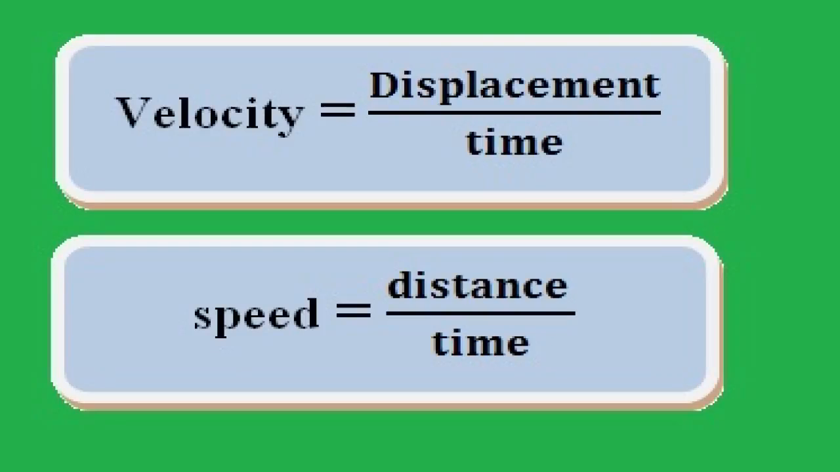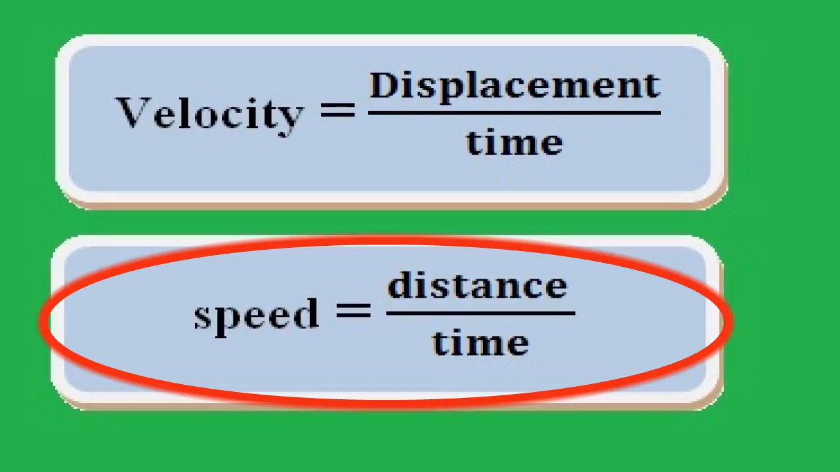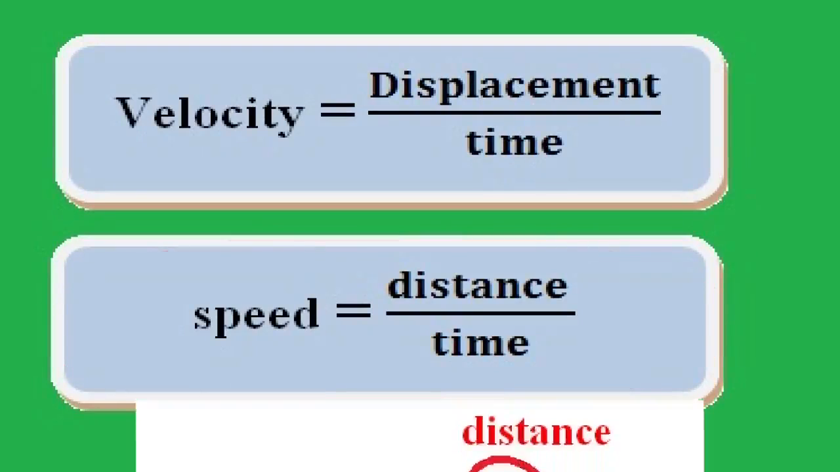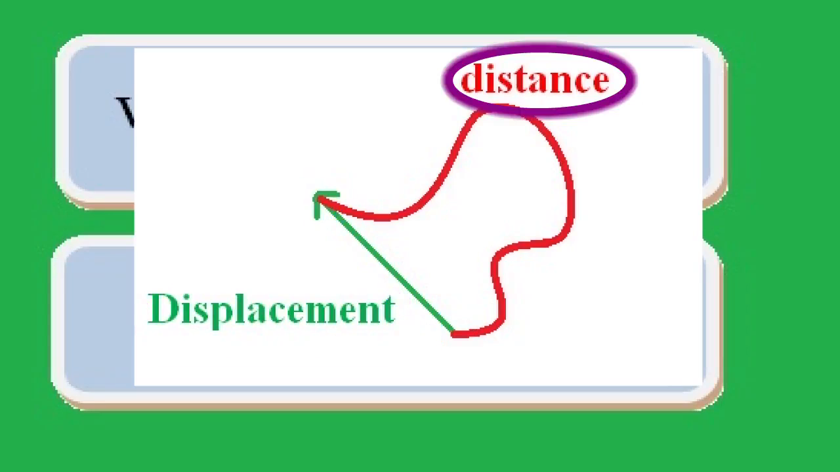Be careful first. Tip 2. Velocity and speed are different. Velocity is the ratio of displacement of an object with respect to time. Speed is the ratio of distance of an object with respect to time. Displacement is a vector. This vector is drawn directly from the primary location to the secondary location. But distance is the length of the path.